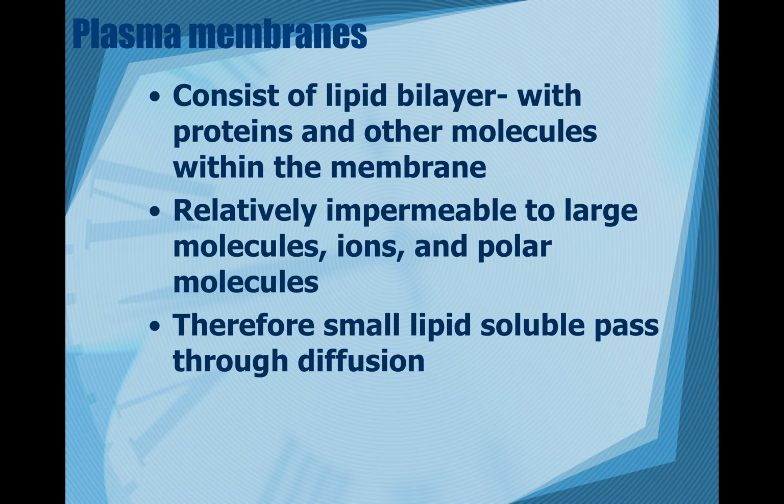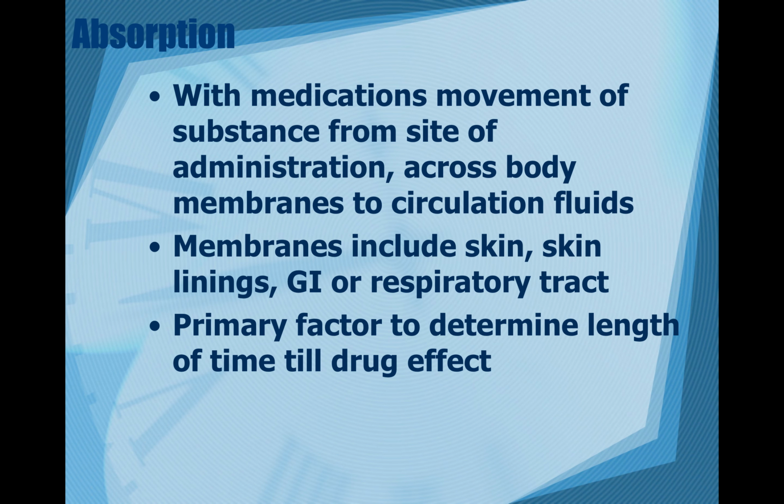Plasma membranes are a part of the body tissues that consist of a lipid bilayer. Therefore, lipid-soluble molecules pass more easily through the process of diffusion, whereas non-lipid-soluble or water-soluble chemicals require the active transport system. So let's first look more in detail about the first pharmacokinetic process called absorption. Absorption occurs through plasma membranes via the skin and mucous membrane linings of the gastrointestinal tract or the respiratory tract.